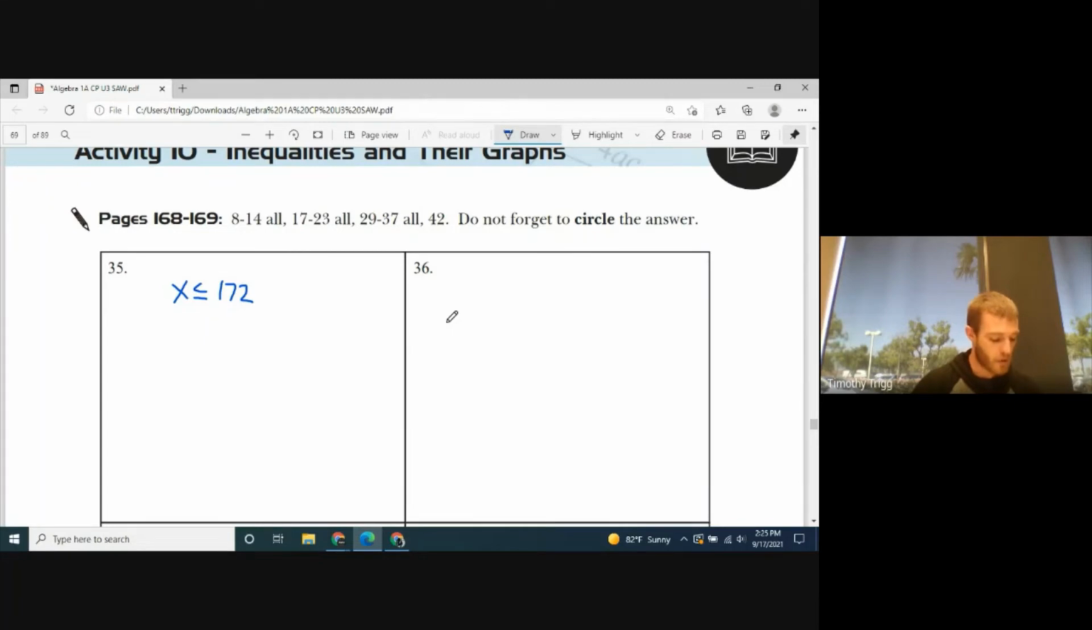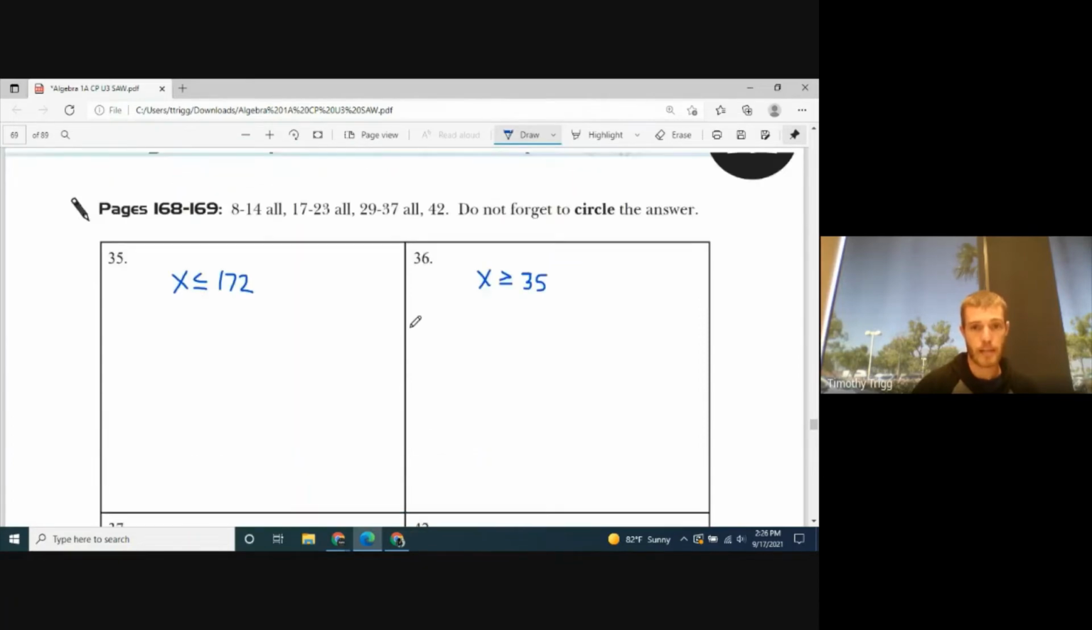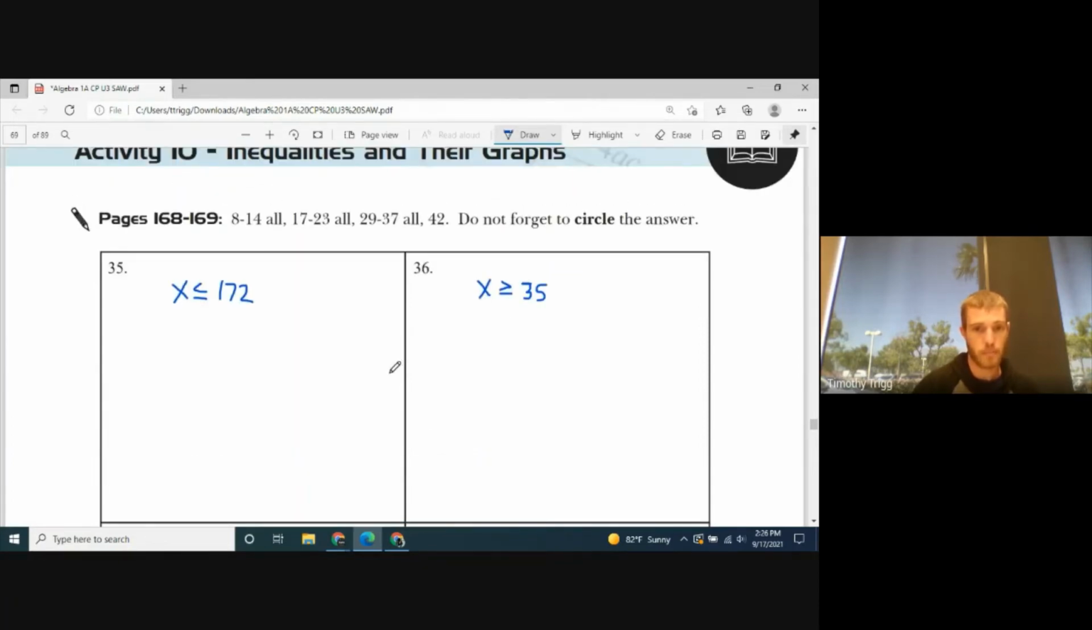36, a person must be at least 35 years old to be elected president of the United States. So the age of someone needs to be greater than or equal to 35. So you cannot run for president, unfortunately, at least not for a few years. Okay.